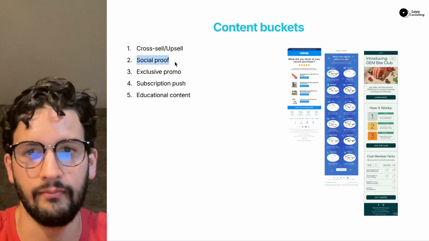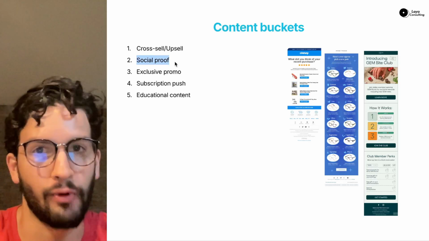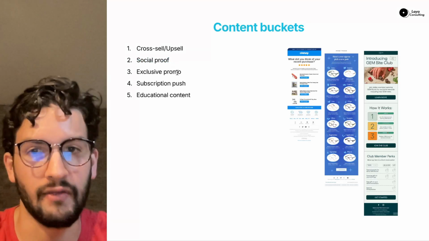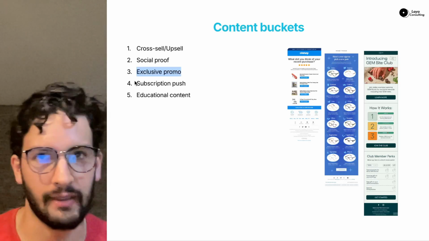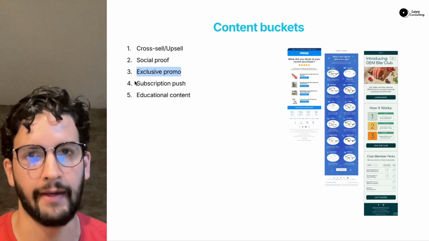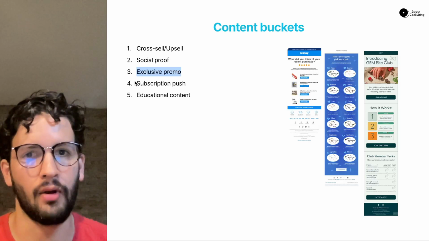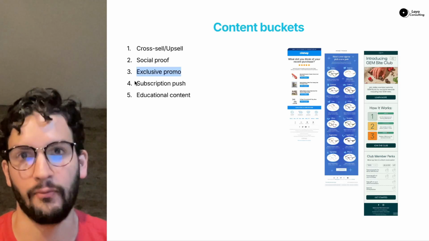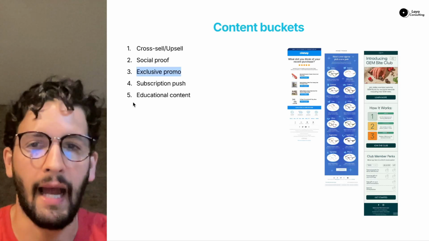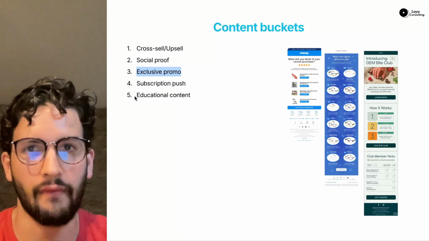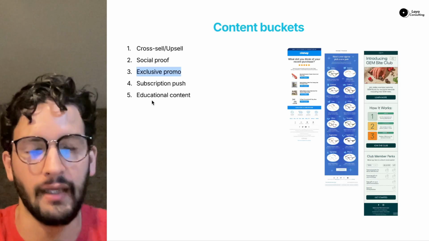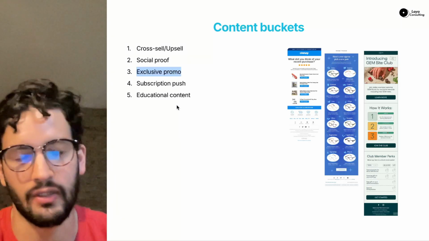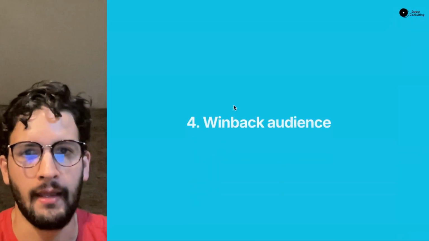You can send them more social proof for them to purchase again from you. Exclusive promos. You can, for example, if you're selling supplements, and they purchase a one-time thing, push a subscription of that specific product, which works extremely well. And then fifth, of course, we've got educational content to, again, make them purchase again and potentially become a VIP if they meet the conditions for your brand.